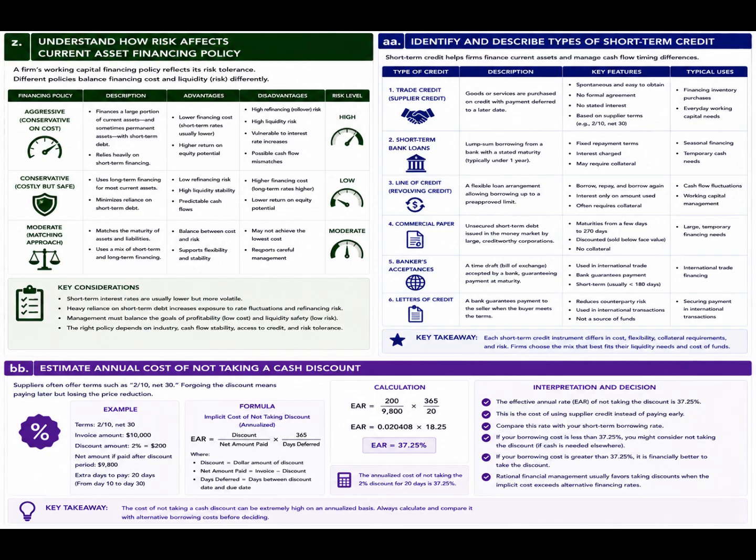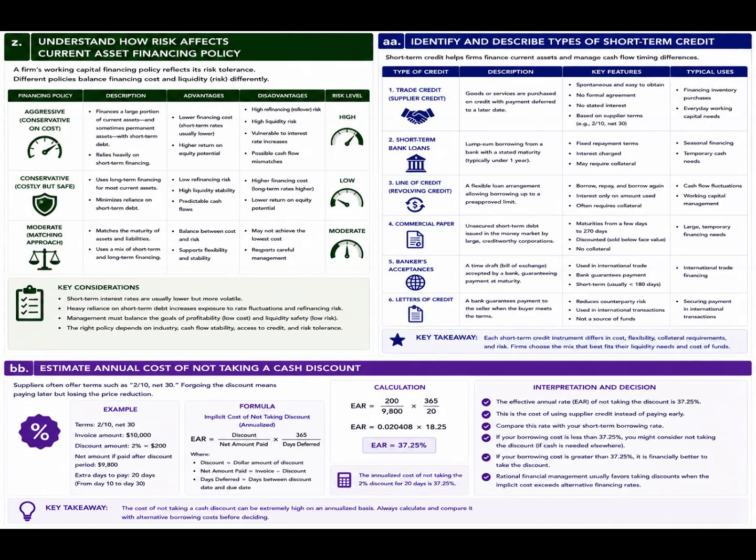Z. Understand how risk affects current asset financing policy. A company's working capital financing policy reflects its risk tolerance. An aggressive policy finances a significant portion of current assets, and sometimes permanent assets, with short-term debt, reducing financing costs but increasing refinancing and liquidity risk.